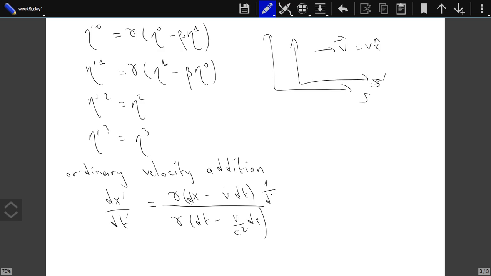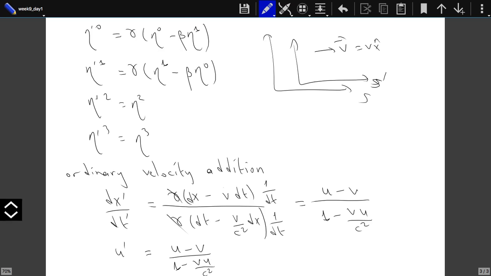Just multiply the numerator and the denominator by 1 over dt. Gammas will cancel. So you get u prime is equal to u minus v divided by 1 minus vu over c squared.